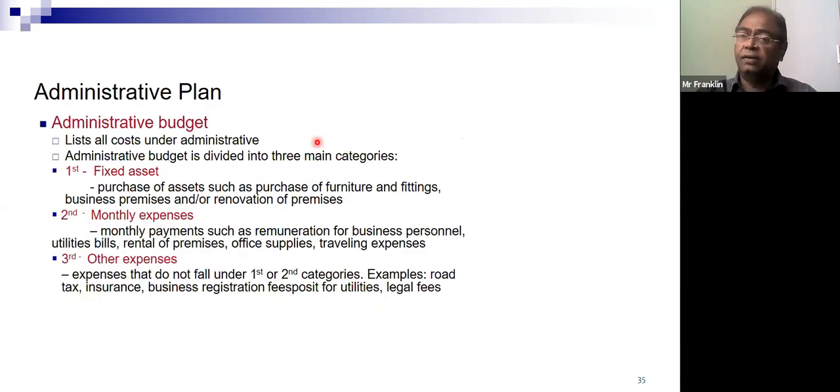And then administrative budget. In the administrative budget, you list all the costs under administration: fixed asset, monthly expenses, and other expenses. Remember, this administrative budget is what you put in when you create the financial plan. Remember we talked about the three things: operation, marketing, and administrative. That is how you come up with the financial plan, right? The administrative budget will list the costs, and then only can you create your financial plan in the end.